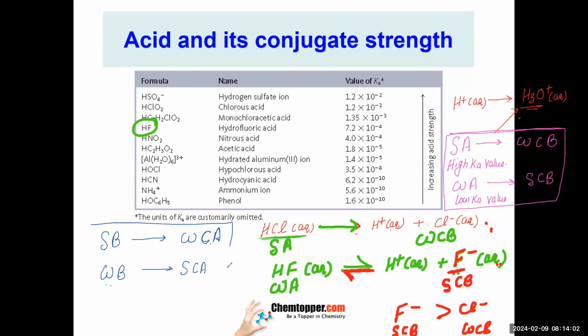So can you write down these things? Because after this, I'm going to ask questions. Write on these two boxes.